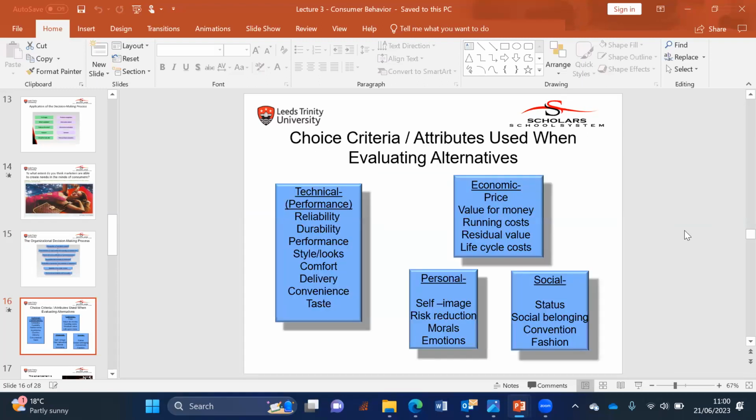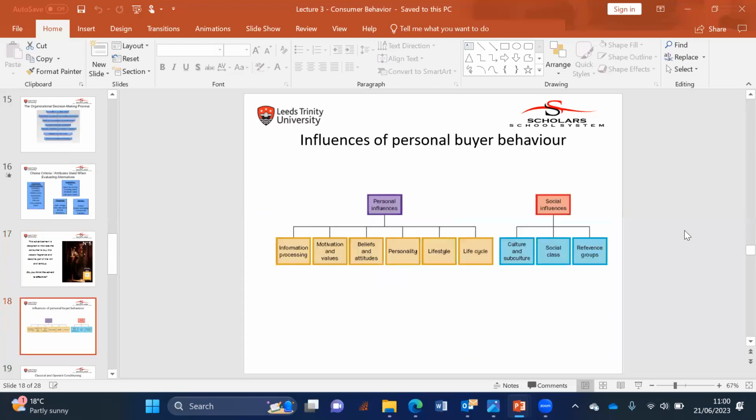Okay, and then there's choice criteria. There's different types of things that people base their decisions on. So there's technical performance, reliability, durability, performance. They could be personal. So what kind of image, would the brand image go with the self-image of the person? Does it agree with their morals and emotions? There could be the economic price, and it could be the social status, belonging, convention, and fashion. So all these attributes are used when people evaluate alternatives.